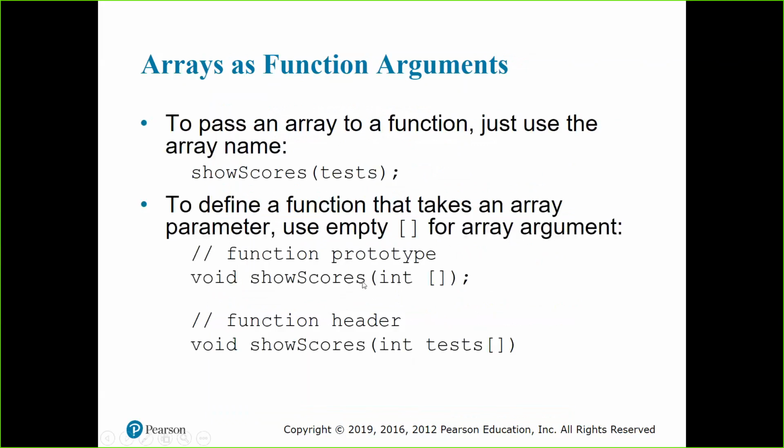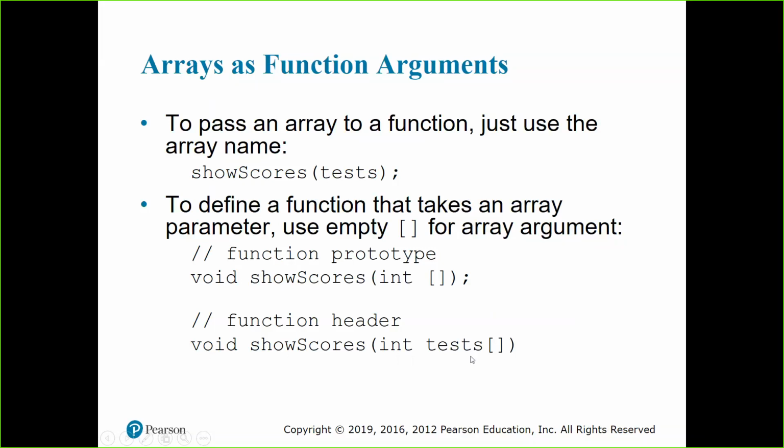And we can send an array to a function also. For example, we have covered functions, so if we have a function show score and we want to send an array as an argument, then we must use int and the square brackets. The square brackets tell the compiler that this function accepts an array, like this: int show score, int tests.